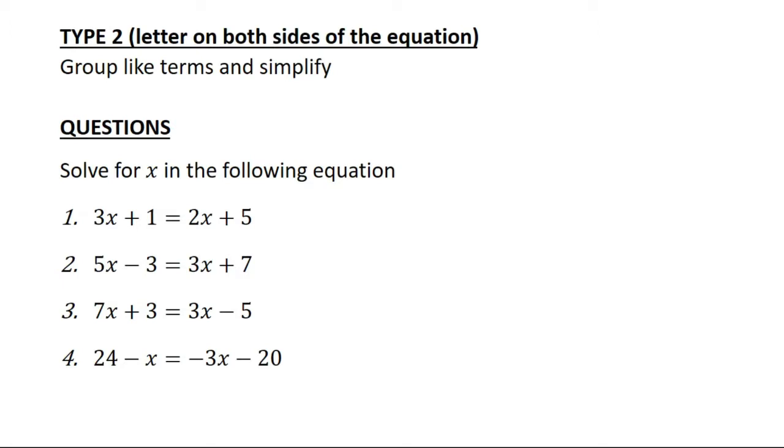Solve for x in the following. So we have 3x plus 1 is equal to 2x plus 5. We have 5x minus 3 is equal to 3x plus 7. We have 7x plus 3 is equal to 3x minus 5. And we have 24 minus x is equal to minus 3x minus 2. You take them one after the other and see how this is done.